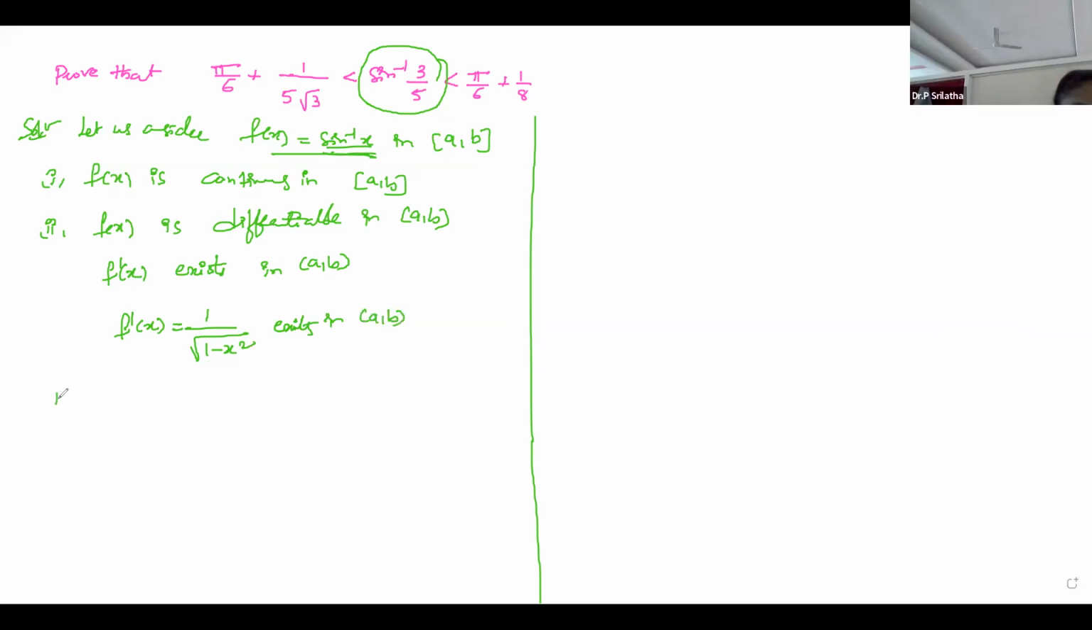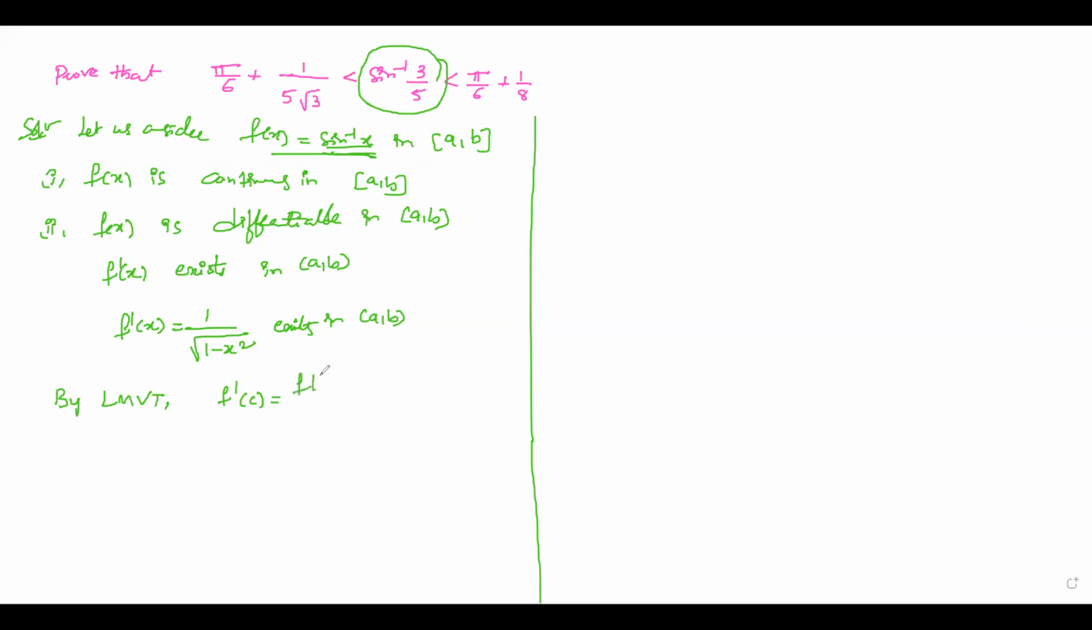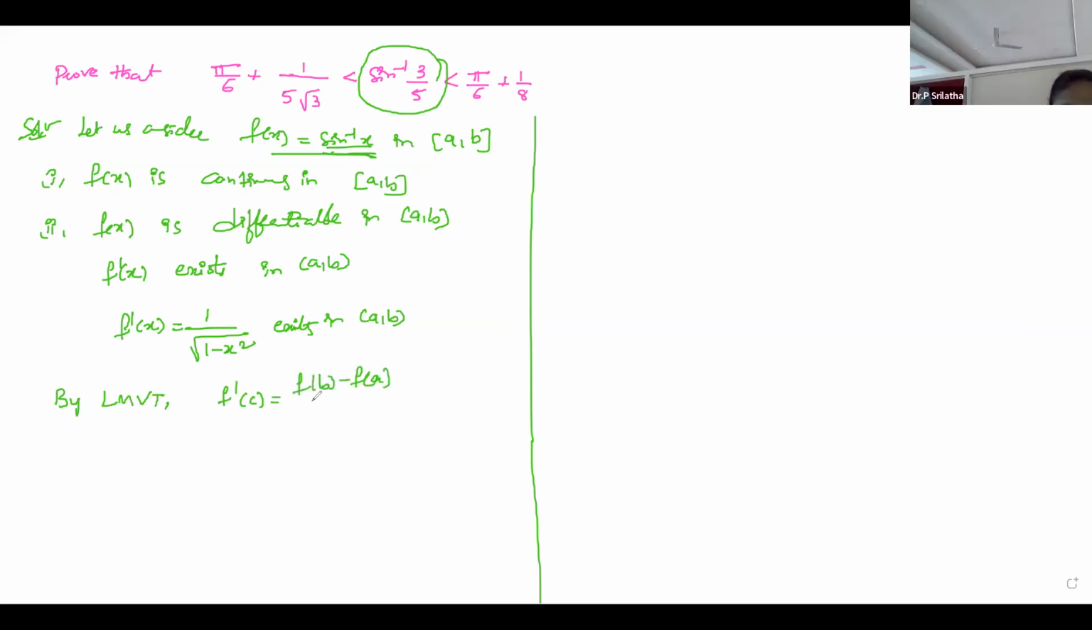Okay, so by Lagrange's mean value theorem, what is the main formula? f dash of c equal to f of b minus f of a divided by b minus a, isn't it? So what is f dash of c? f dash of c, instead of x we have to substitute c, so this will be 1 by under root of 1 minus c square equal to what is f of x?